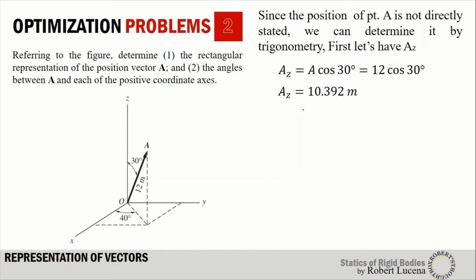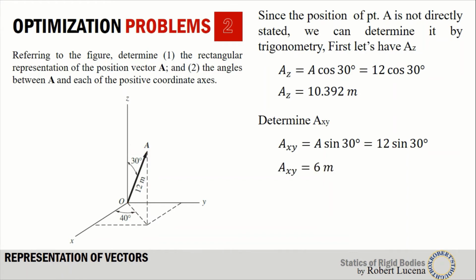10.392. Now, we can determine AXY by using the sine function. This is the hypotenuse and this is the opposite side of this theta z, which is equal to 30. Now AXY is equal to A sine 30 degrees, also equal to 12 sine 30. And then we have AXY equal to 6 meters. So that is AXY, 6 meters. And if we have already the value of AXY, we can get AX and AY.